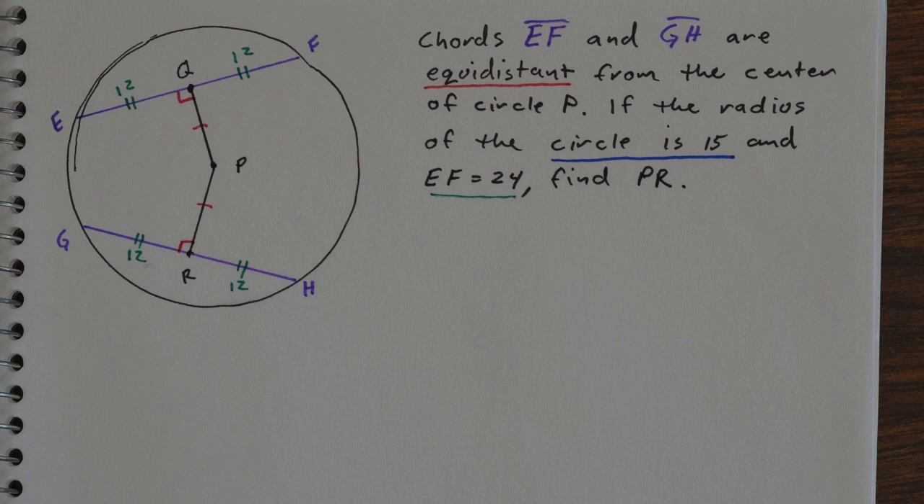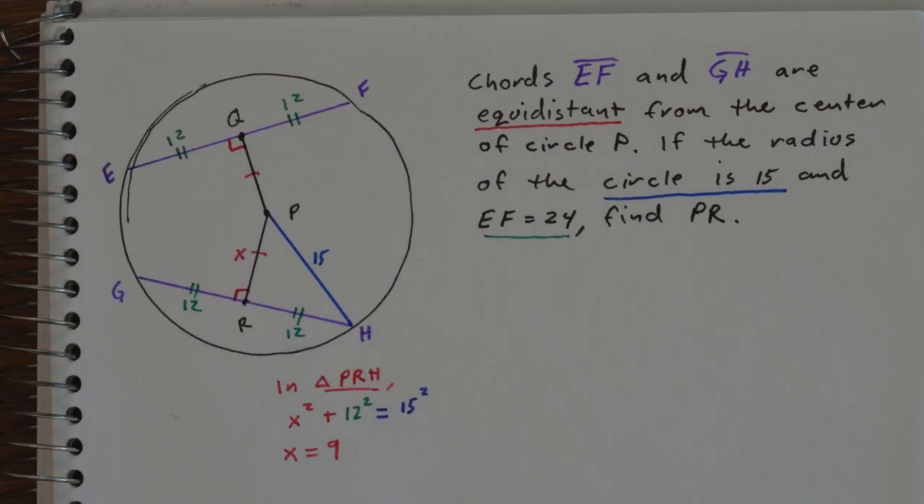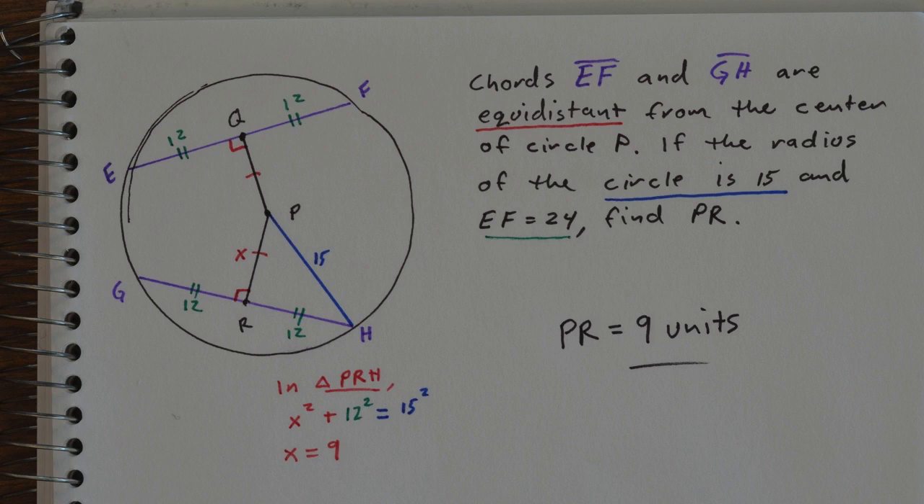Now the radius is 15, so let's draw in a radius to help us find PR. So in triangle PRH, we know the Pythagorean theorem holds, and so x is 9. And that means PR is 9 units as well.